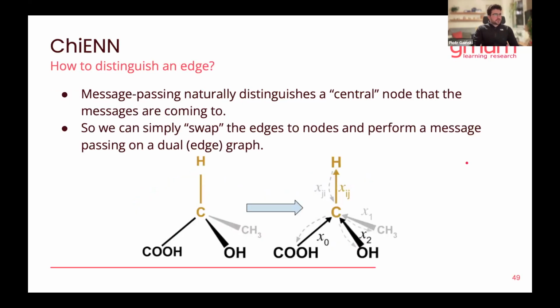Okay, and the question is how to distinguish an edge in a graph. Probably the simplest thing is to think that message passing in some sense distinguishes a node, because we pass the messages to some central node. So in some sense we can think that when we swap edges and nodes, so when we pass the messages not to nodes but to edges, then an edge will be distinguished.